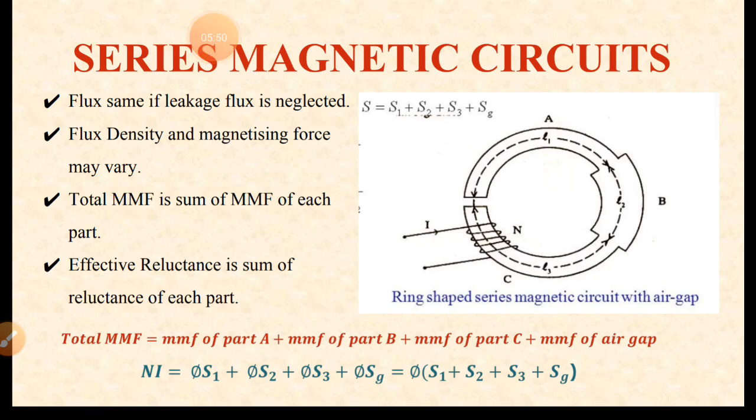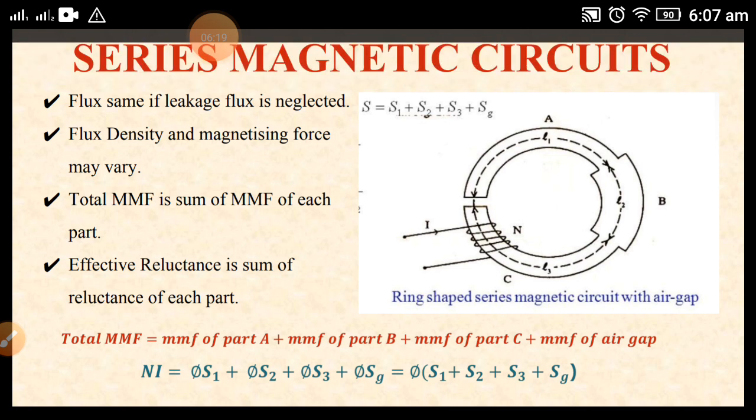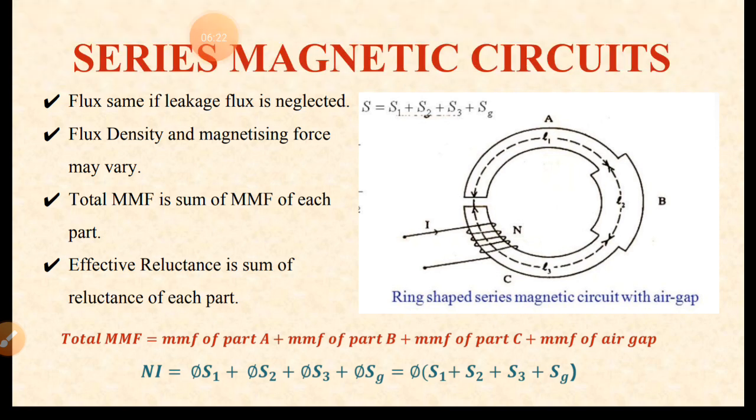Let's see the analysis of series magnetic circuit. In the case of a series magnetic circuit, if you look into the figure, we can see different materials which are having different reluctance. They are connected in series. So in the figure, we are having three materials: material A, material B, and material C, as well as an air gap.